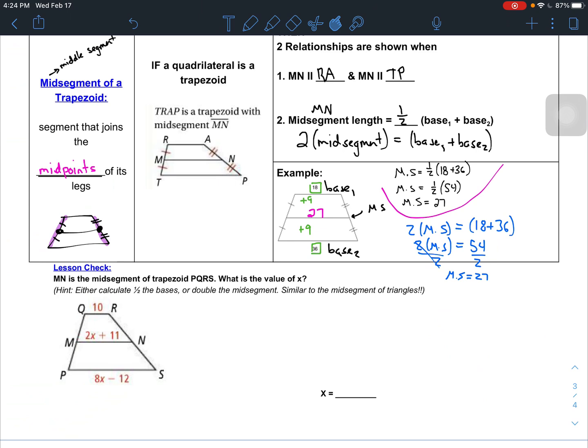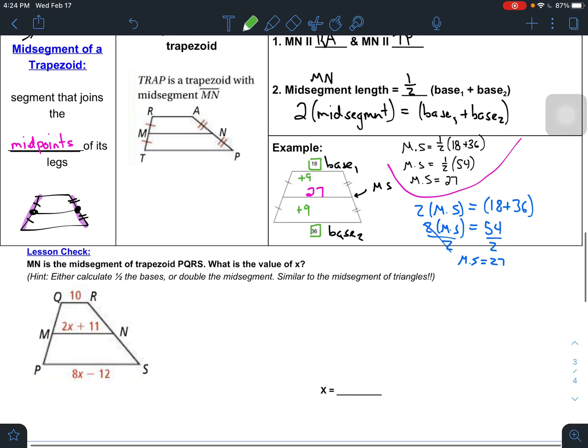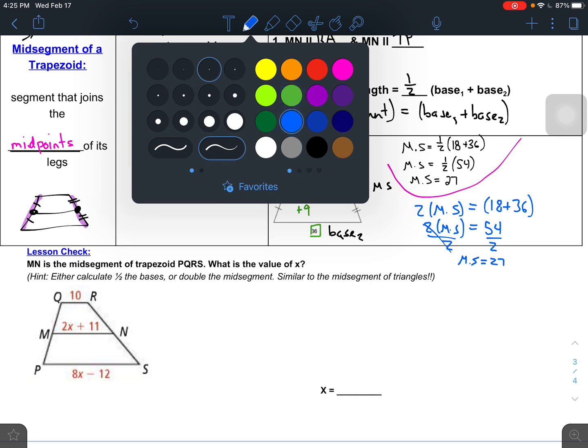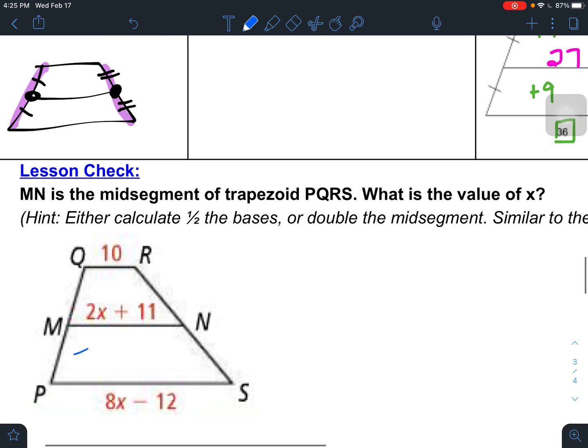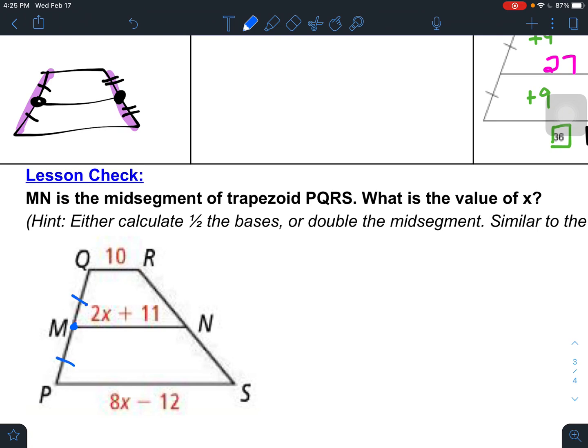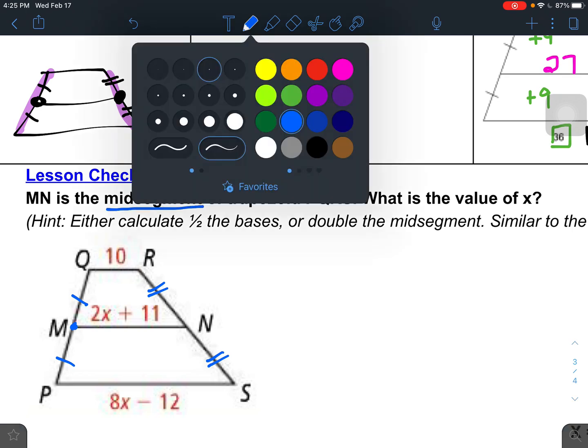But let's take a look at our final example with some algebra. So it shows that MN is the midsegment of the trapezoid. If you're being told it's the midsegment, that means that M is the midpoint of QP and N is the midpoint of RS. I don't know if this trapezoid is isosceles, but I'm told that MN is the midsegment. So you have a choice.